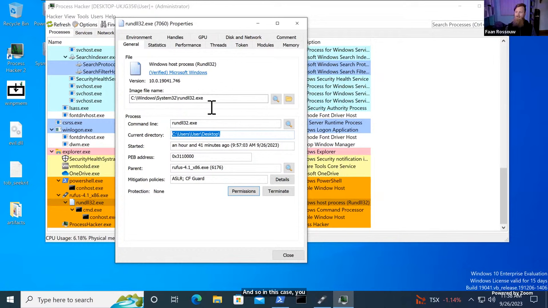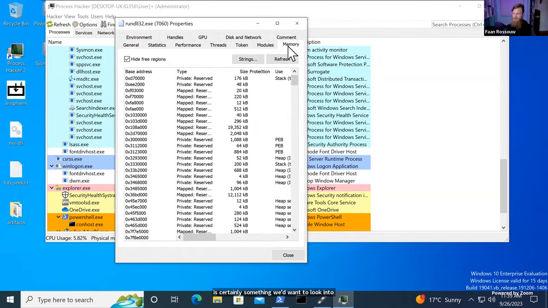Current directory, it says desktop, and the reason for that is it injected into Rufus, and Rufus actually exists on my desktop. So this will obviously vary depending on where the attacker decided to inject the malware into, but if that process doesn't exist in Windows System32, which is where we would expect rundll to exist, as we can see right there, if it deviates from that, again, this is certainly something we'd want to look into deeper.